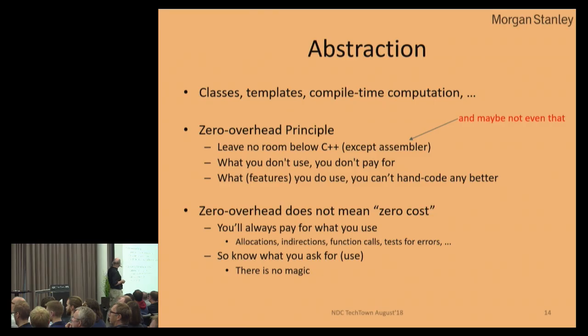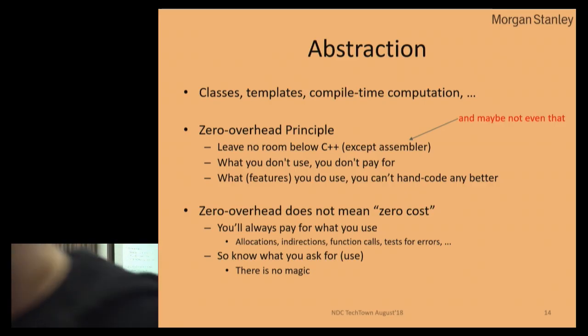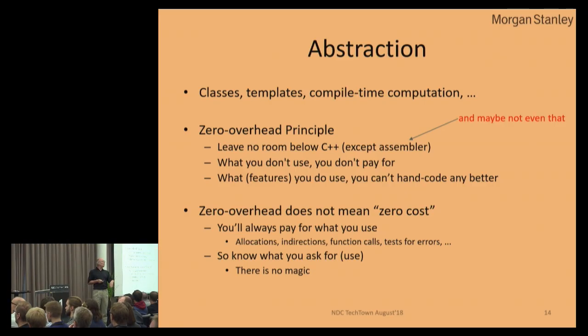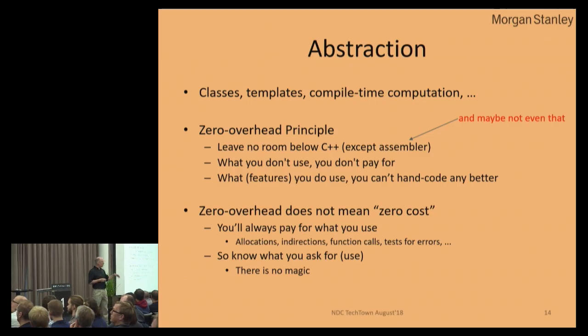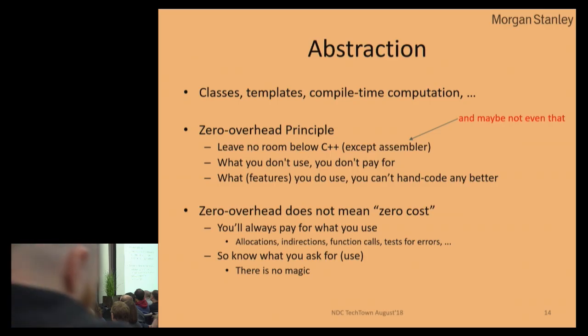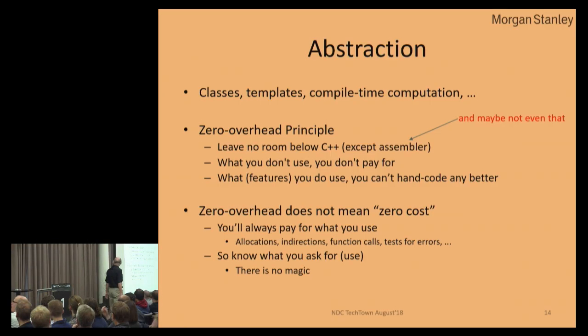faster. And zero overhead obviously does not mean zero cost. You always pay for what you use. If you want an indirection, you pay for going through that indirection. If you want some extra data associated in your object, you have to pay for the bytes in it. Okay. I say that because I've been repeatedly attacked for having overhead. Yeah, of course, I asked for it. If you want a virtual function, you get an indirection. That's what it's for. If you don't want the indirection, don't use a virtual function. And so know what you ask for.